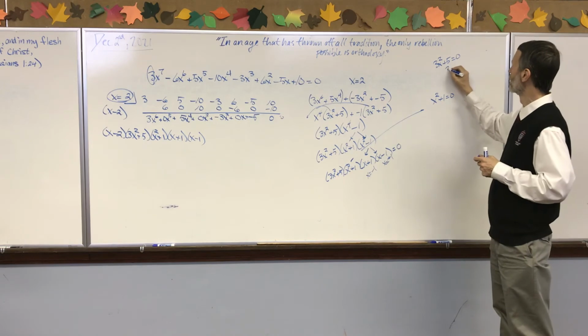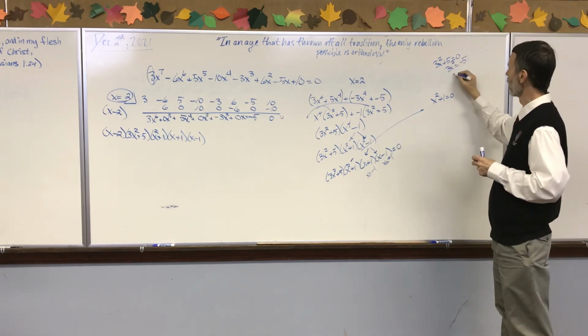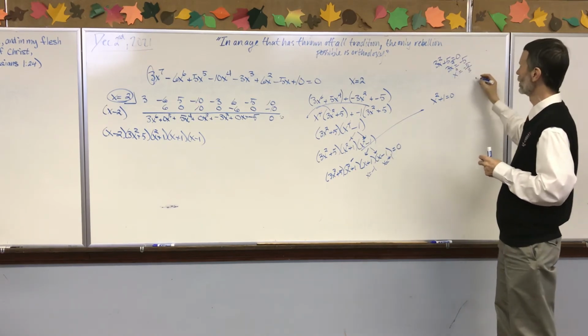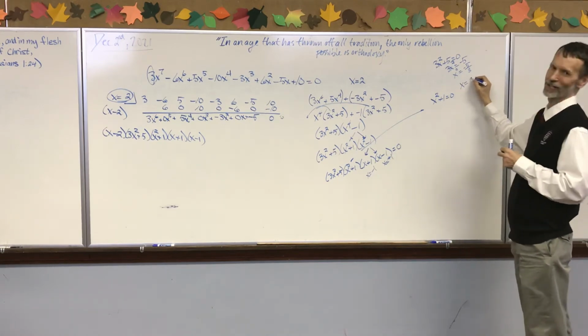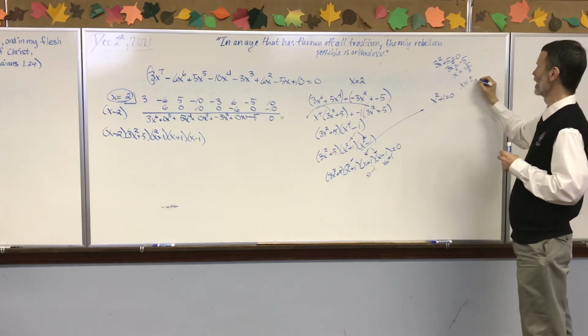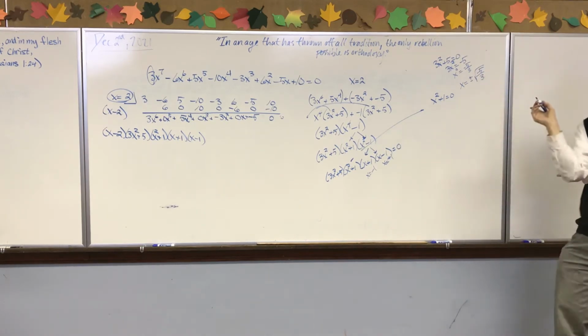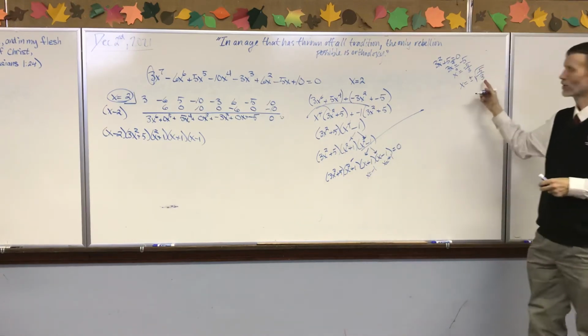3x squared equals -5. Good. Keep going. X squared equals -5/3. Good. Divide by 3. X squared is -5/3. Keep going. And x equals square root of -5/3. How many answers? 2. Plus or minus the square root of -5/3. There's 2 problems with leaving it like that. What's wrong with leaving it like that?